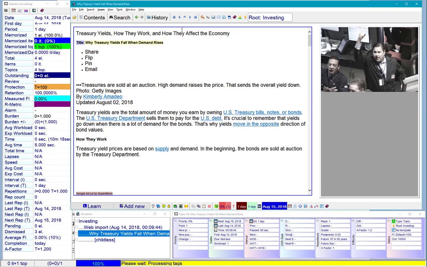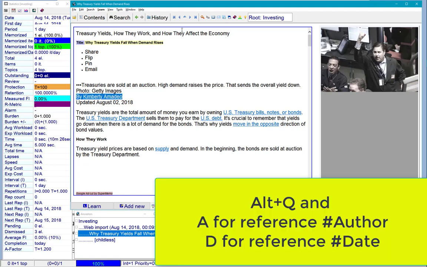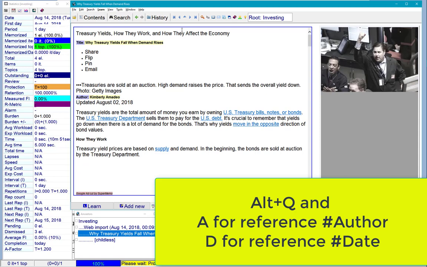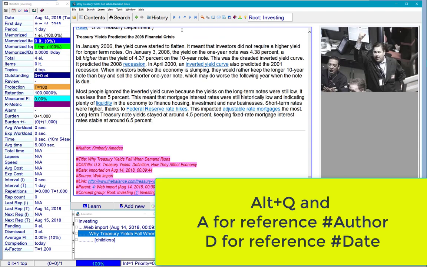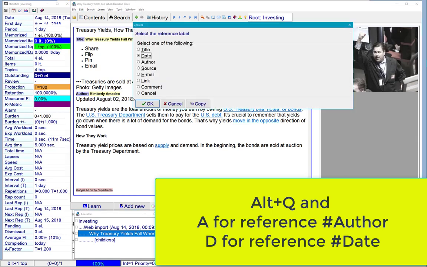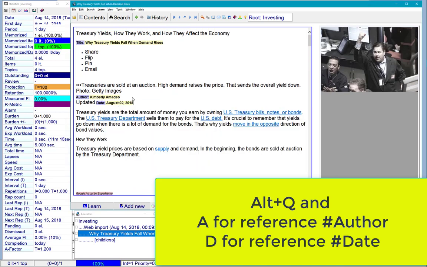Okay. Future. There is some garbage. The author is Kimberly Amadeo. I'll keep it in my references. Maybe if I like the author in the future, I will remember she had a good article. So this is Alt-Q. This will be my author in the references. See at the bottom? Kimberly Amadeo. Okay, that's my author in references. Maybe the date. Alt-Q again, date, all right, and the rest I can get rid of.